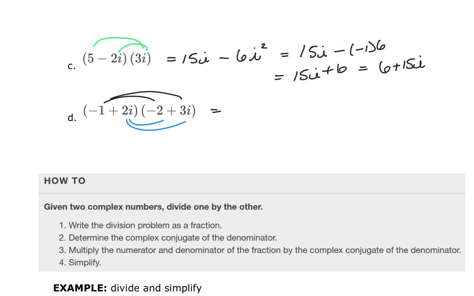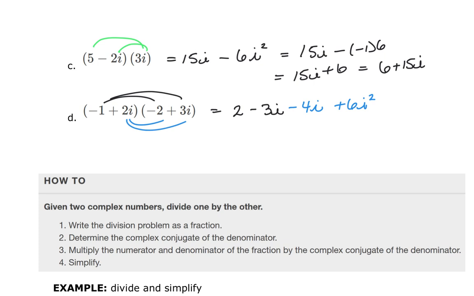And so 2 negatives gives me a positive 2. Negative 1 multiplied by a negative 2. Negative 1 multiplied by a positive 3i gives me negative 3i. That gets rid of that multiplication. I'm going to do 2i and negative 2, which gives me negative 4i. And then I'm going to multiply 2i and positive 3i, which gives me positive 6i squared.